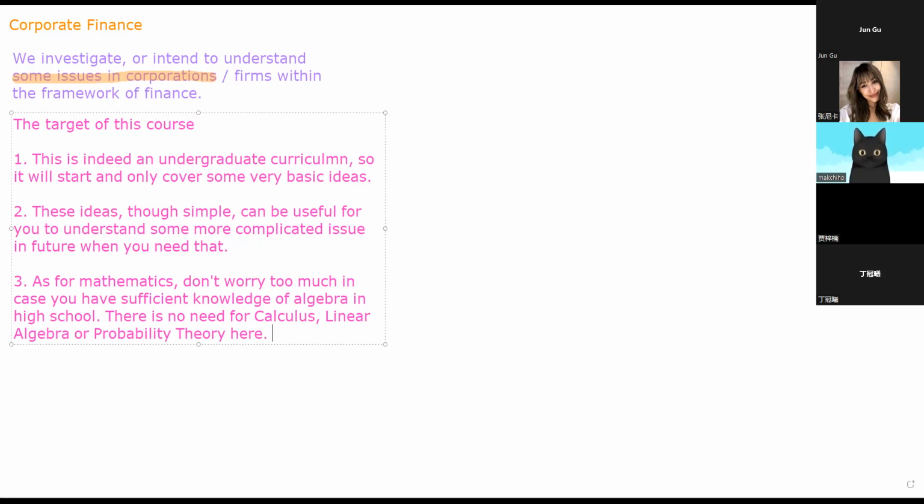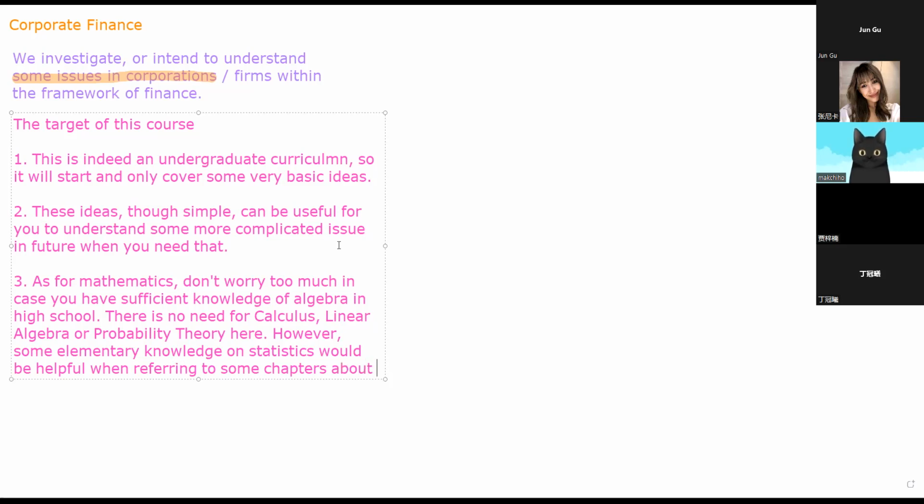However, some elementary knowledge of statistics would be helpful when referring to some chapters about risks. Okay, so that is the requirement of mathematics. We don't need to worry too much.